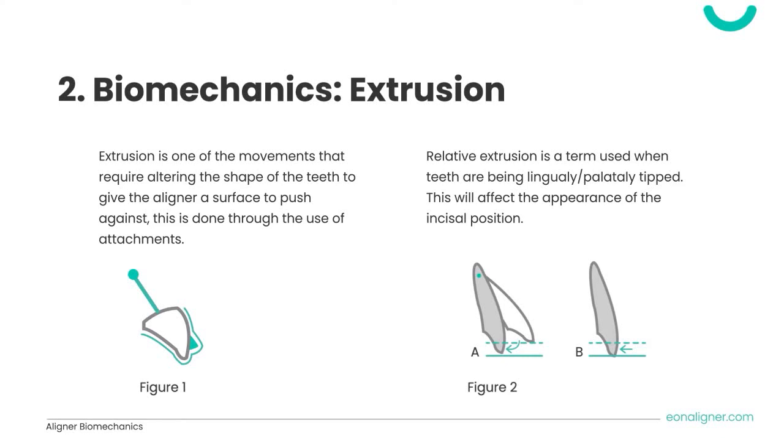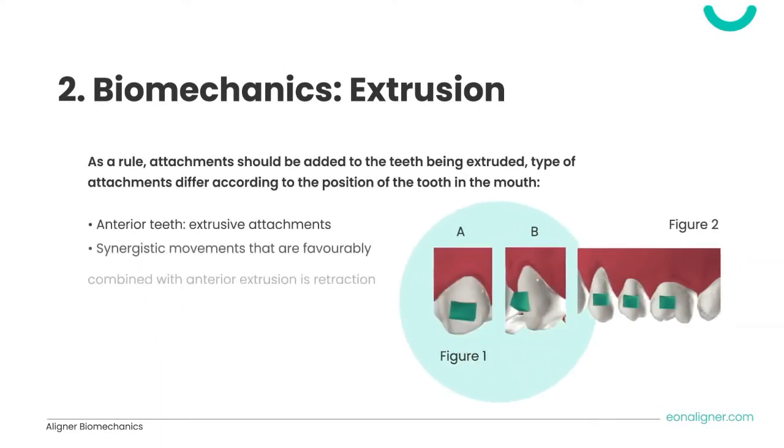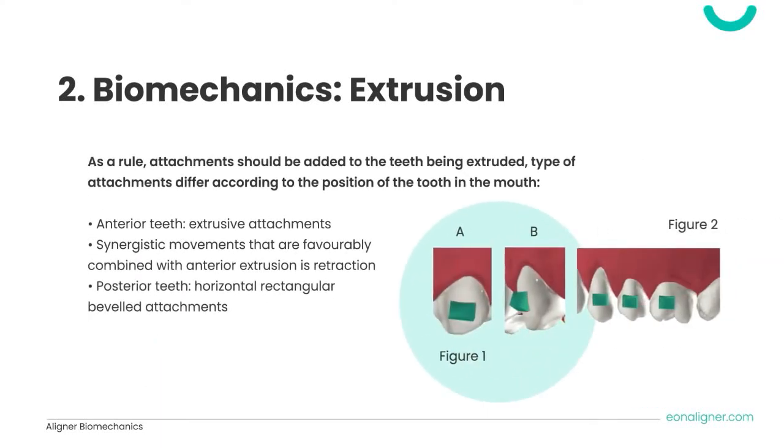Therefore, you need to bear in mind that correcting a proclined tooth will result in relatively extruding that tooth as well. This is shown in Figure 2 below, where tooth in A is being relatively extruded when tipped lingually or palatally, and B, where it is being vertically extruded. This is referred to as absolute extrusion. As we discussed in the previous slide, extrusion requires the addition of attachments. The type of attachments depends on the position of the tooth within the arch.